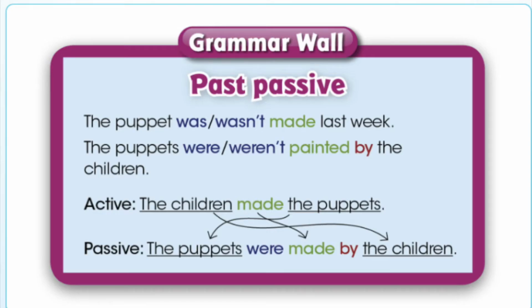Some more examples here. The puppet was or wasn't made last week. The puppets were or weren't painted by the children. And here you can see the difference between active and passive. Active, you would say, the children made the puppets. Passive, you would say, the puppets were made by the children.